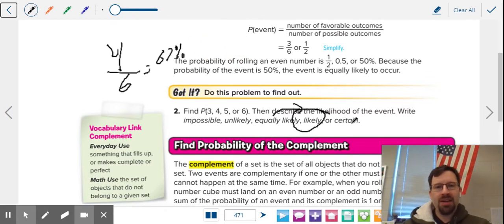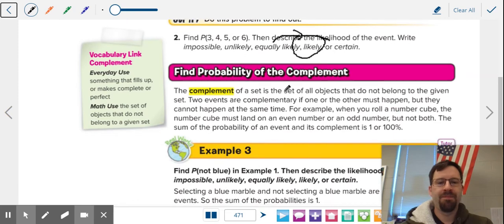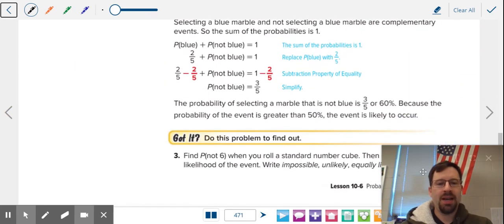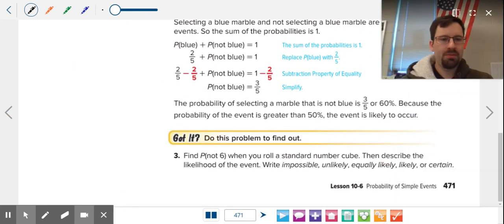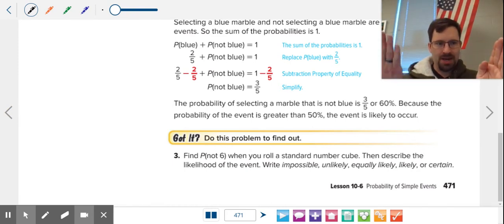Now, the final element of today's lesson is called the complement. Okay, and 2 things that are complementary complete each other. Like, are you awake or are you asleep? Okay, is it daytime or is it nighttime? Did you win or did you lose? Assuming you can't tie. Okay. So in this case, we're looking at a number cube, not 6. So we want every option that's not a 6. So it's either a 6 or it's not.